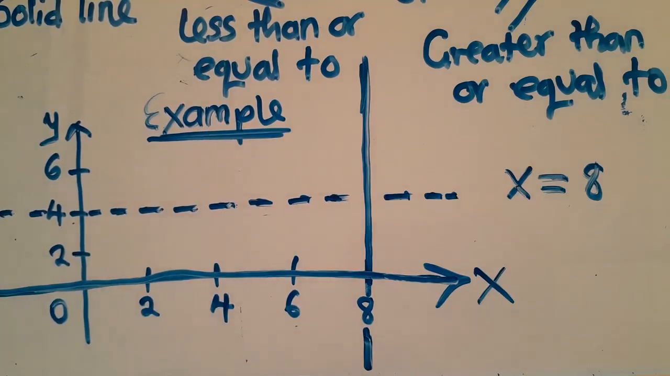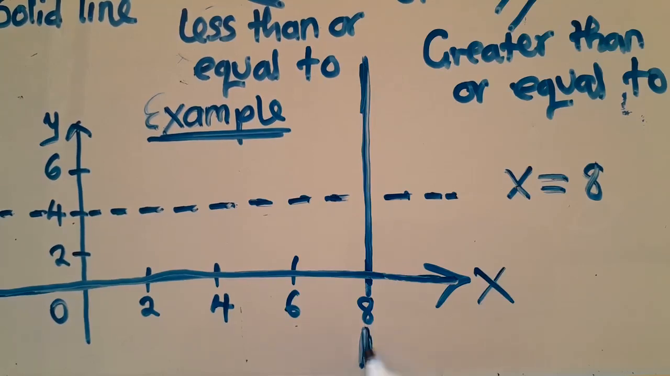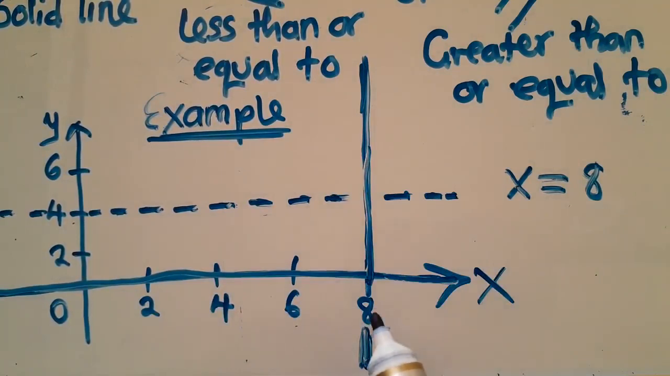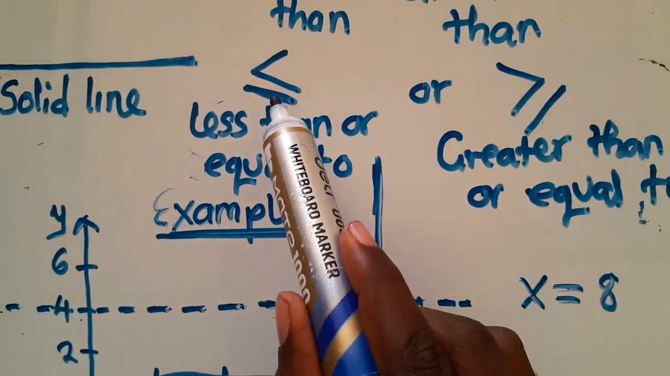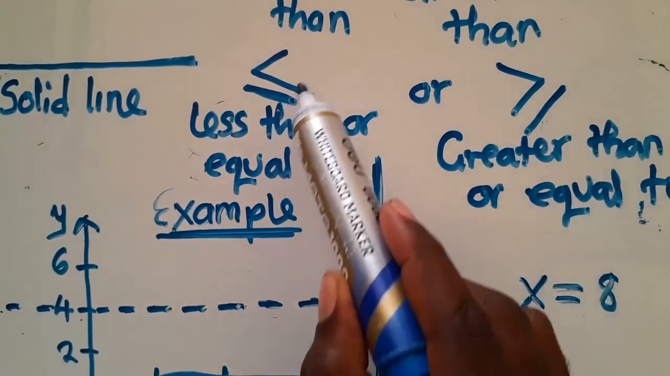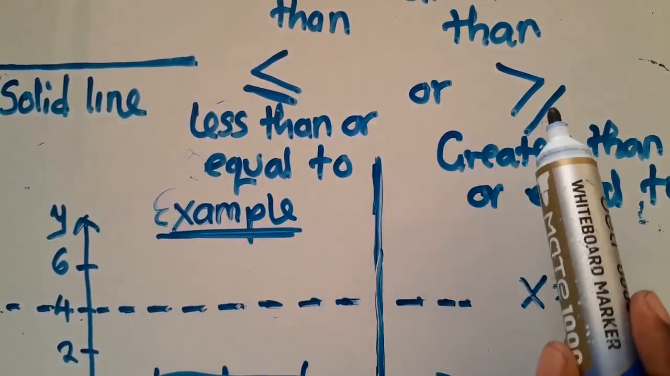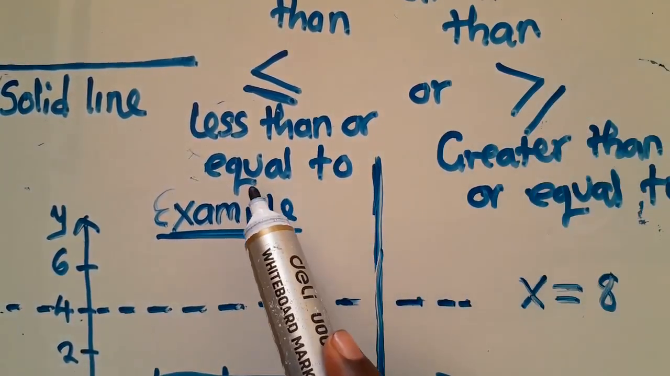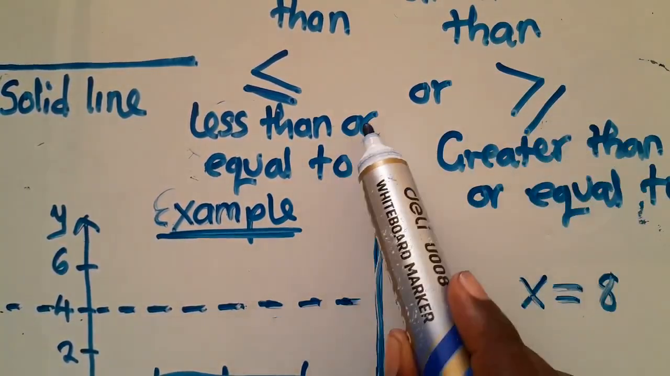Now, this is a solid line. Isn't it? According to what we've discussed, we've agreed together that when it is a solid line, we are supposed to use this one or this other one. This symbol is less than, this other symbol is greater than. So this is less than or equal to, and this is greater than or equal to. Don't forget the or equal to.